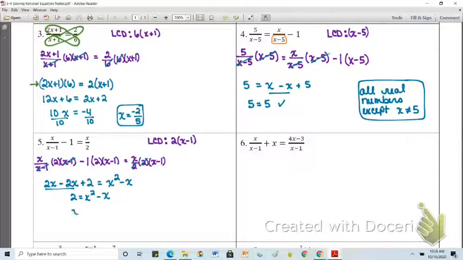I'm going to subtract 2 from both sides. And now I'm going to factor it. So it's x minus 2 and x plus 1. So when I solve that, I get x equals 2 and x equals negative 1. I need to look back at my denominator and make sure, do either of those make that a 0? 2 minus 1 is 1. Negative 1 minus 1 is negative 2. So they both work.